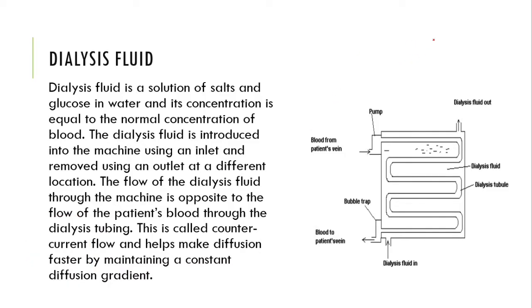Let's say we've got two regions. We've got this region and we've got this region. If these two regions are equal in concentration, diffusion or osmosis won't take place. Are you following? Diffusion or osmosis won't take place. Diffusion and osmosis only take place if there is no equality.